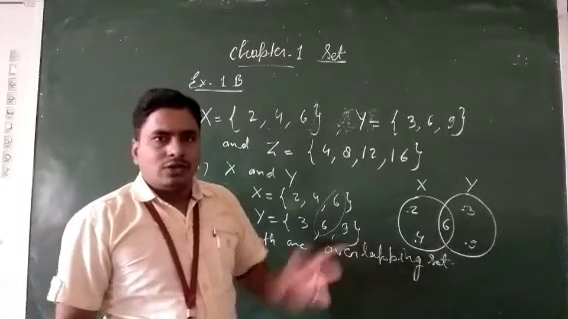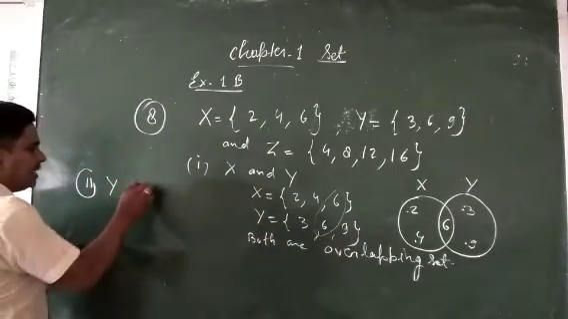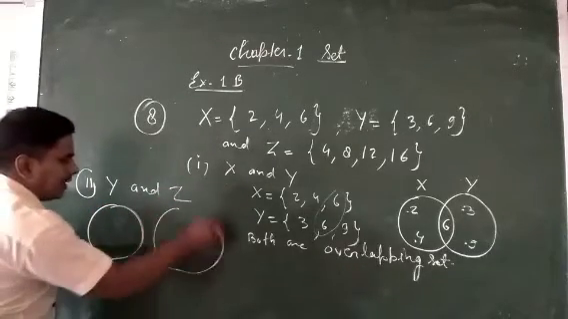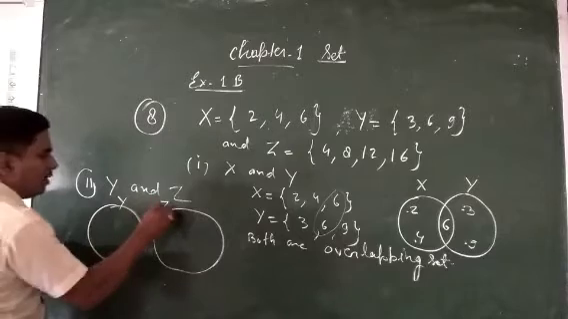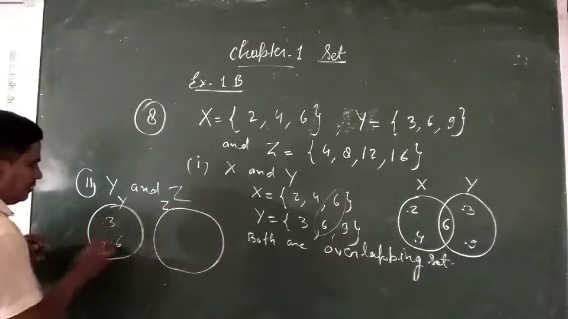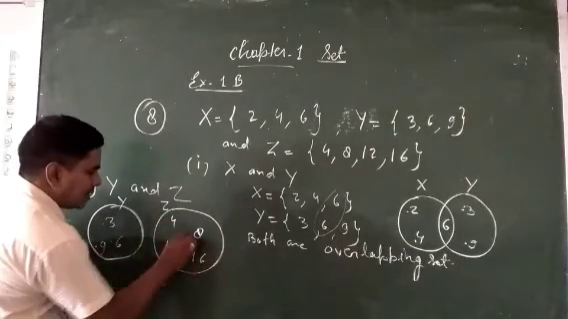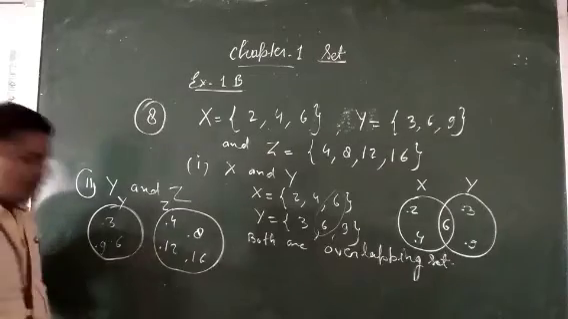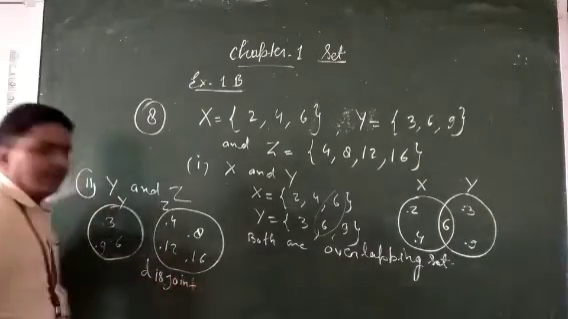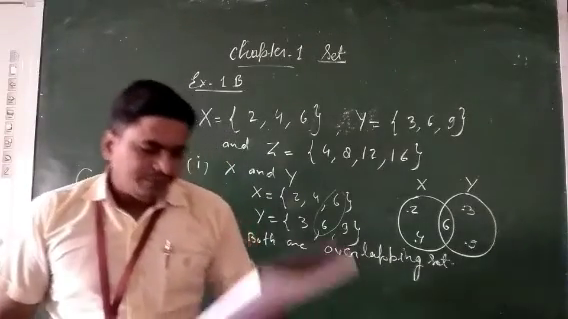Clear? So how will we draw their Venn diagram? Second one, Y and Z. No element is common. So here 3, 6, 9 and here 4, 8, 12, 16. Both are disjoint. Clear?